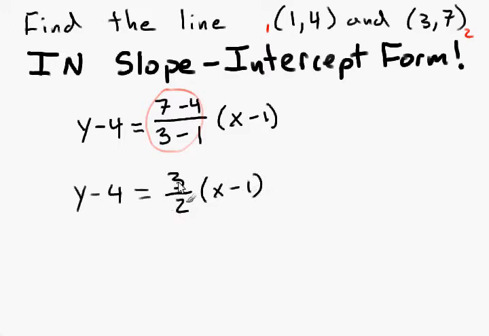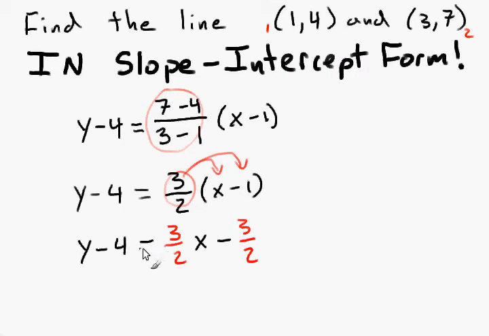So, we do need to distribute. We're going to have to take 3/2 and distribute it across this binomial, across that expression. So that'll be 3/2 times x minus 3/2 times 1, or just 3/2. And nothing yet has happened on the left-hand side, so it remains as is. But now we're going to add 4 to both sides of this equation. And we'll fill in what it'll look like.